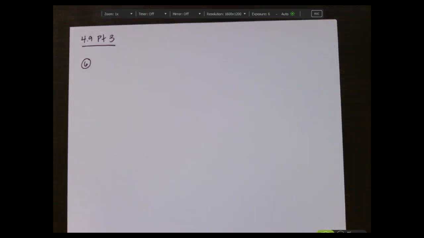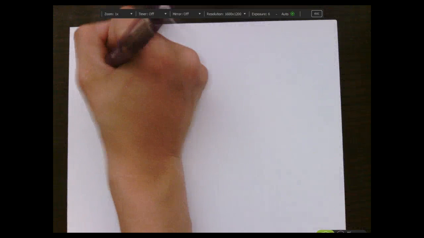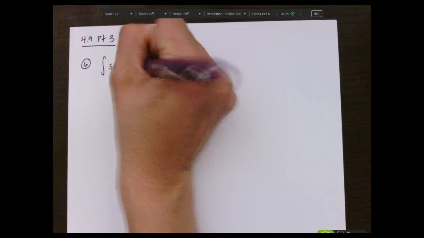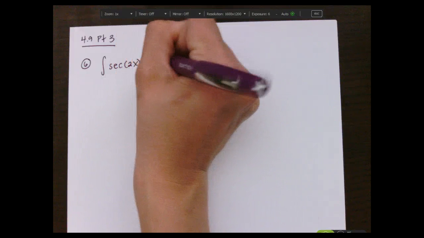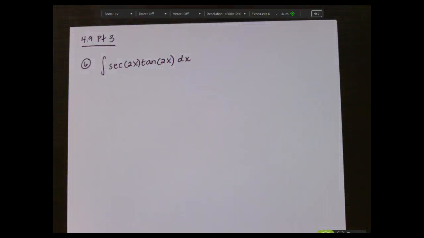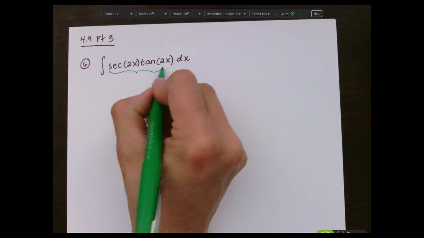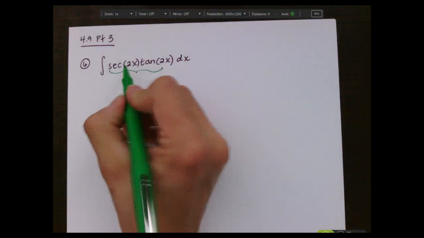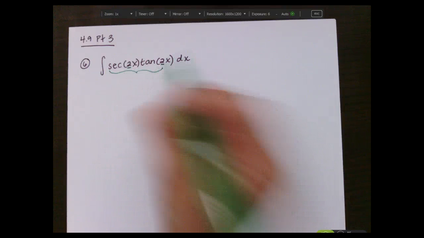So here's my 6th example. Here we're taking the antiderivative of the secant of 2x times the tangent of 2x with respect to x. Once again, we first have to think about which function is going to give us a derivative that has secant times tan, and then how do we deal with the multiple of 2 here.